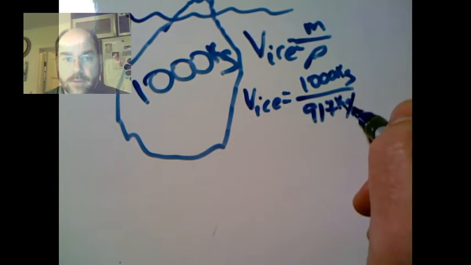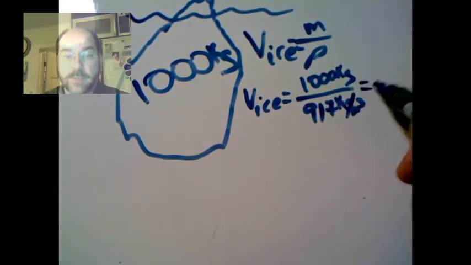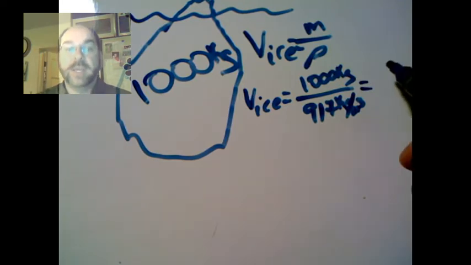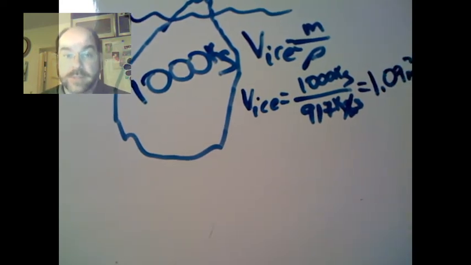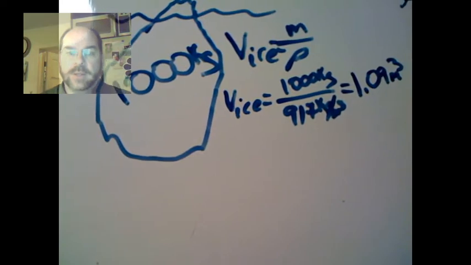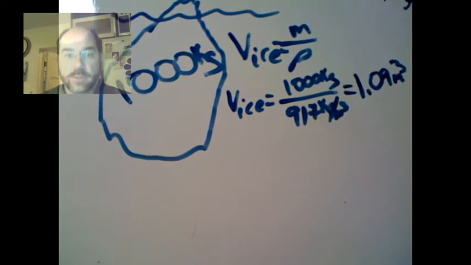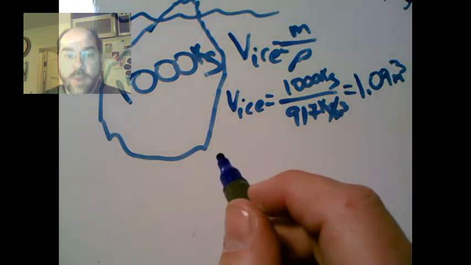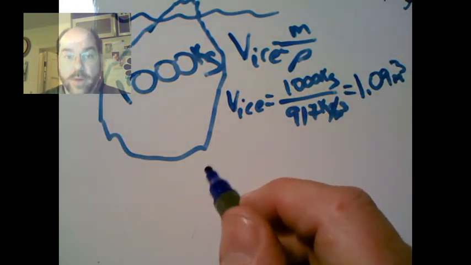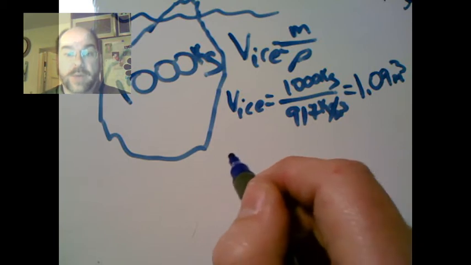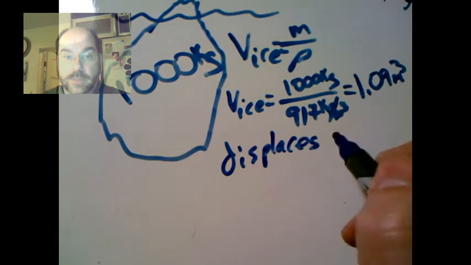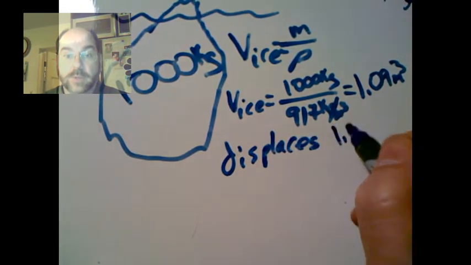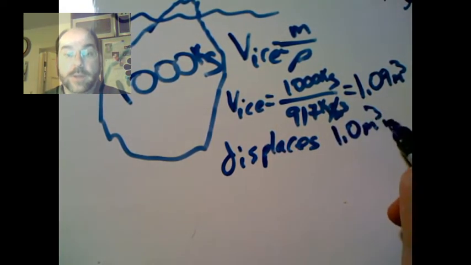Now here's the deal. The buoyant force kicks in. Something will float when it displaces its own weight in the fluid. Now our ice will displace its weight in fluid. That's 9.8 times 1,000. Now we don't have to do that because this is on Earth, so we'll just say it's going to displace 1,000 kilograms worth of water. What's the volume of 1,000 kilograms worth of water? Well, since the density of water is 1,000 kilograms per cubic meter, it's going to displace 1 cubic meter of water.